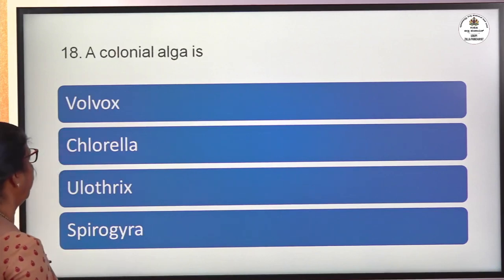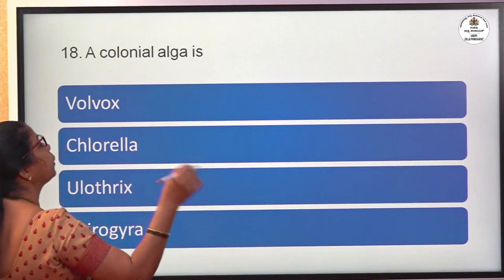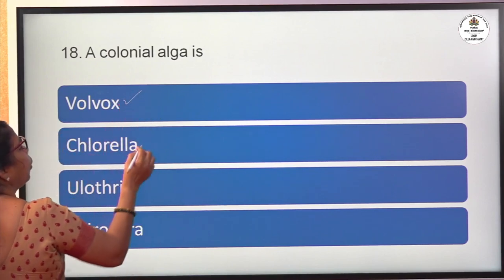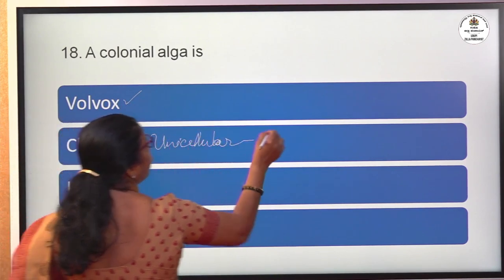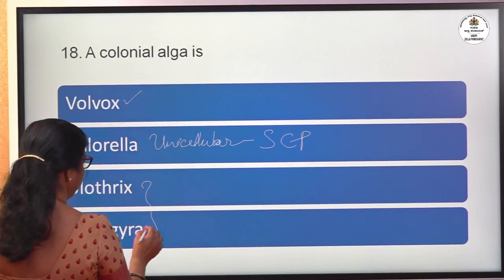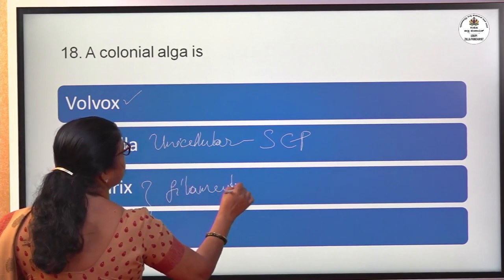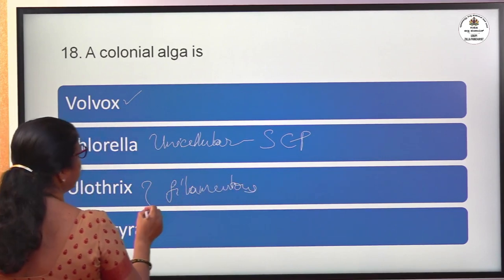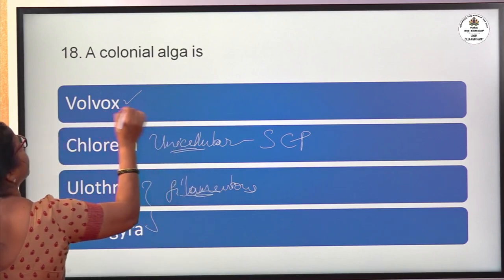A colonial algae. Colonial algae, algae which consist of a large number of small cells, so that is said to be Volvox. Chlorella is a unicellular algae, which is a source of SCP, single cell protein. And Ulothrix and Spirogyra, these are filamentous algae. Spirogyra consists of a spiral shaped chloroplast. So these two are filamentous algae, this is unicellular, and this is the colonial form.